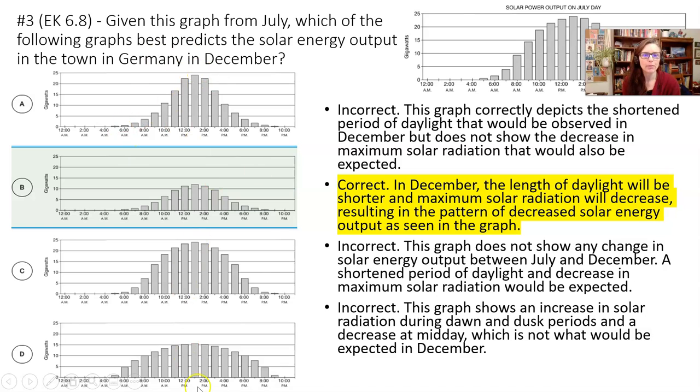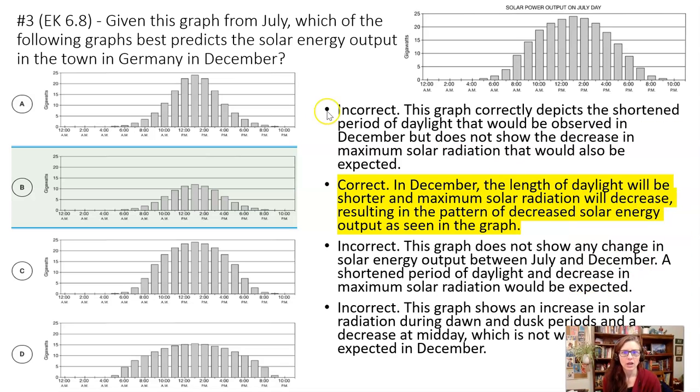Next one, you were comparing these other graphs to the original graph. So here was the original graph. And given this graph from July, which of the following best predicts the solar energy output in this town of Germany in December? And the correct one of these 4 graphs is this one right here, B, because of course in December, daylight will be shorter and the maximum solar radiation will decrease, resulting in the pattern of decreased solar energy. Whereas these other ones, you see the general shape and pattern has changed.